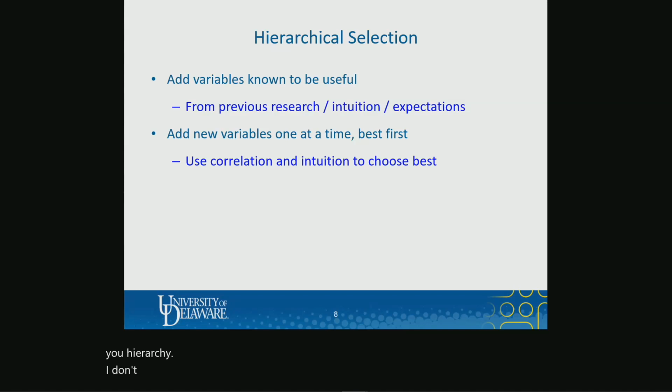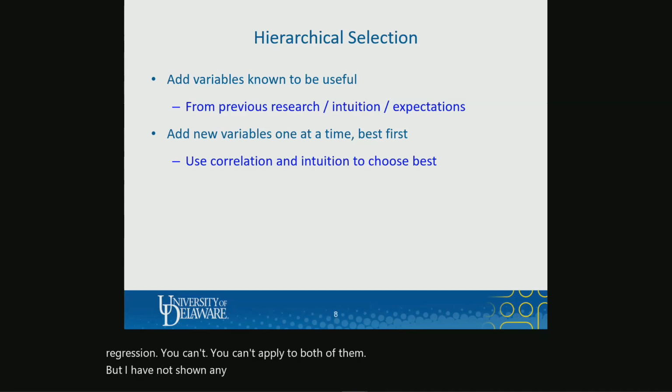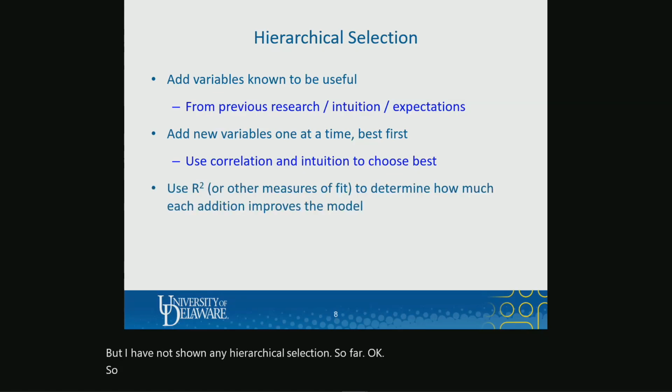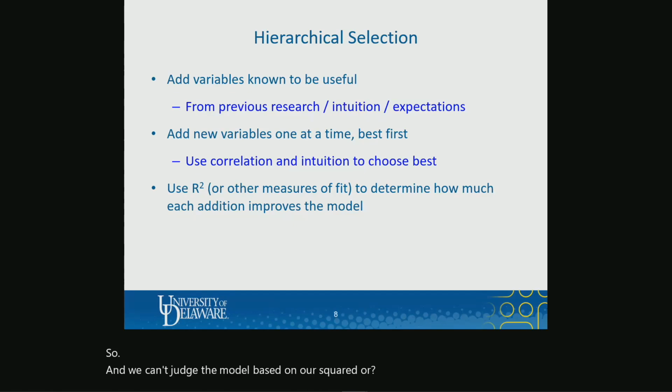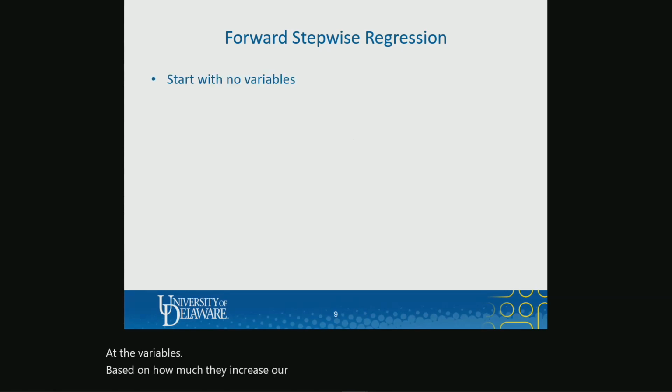I don't know. No. So first of all, these methods can be applied to multiple linear regression or logistic regression. You can apply it to both of them. But I have not shown you a hierarchical selection so far. Okay. And we can judge the model based on R squared or just the accuracy of the model on the test set. Another method is just to add the variables based on how much they increase R squared.